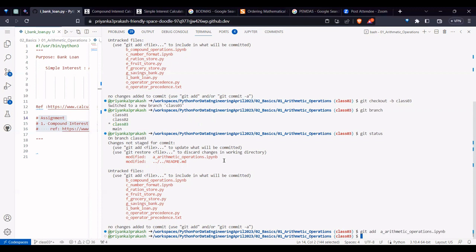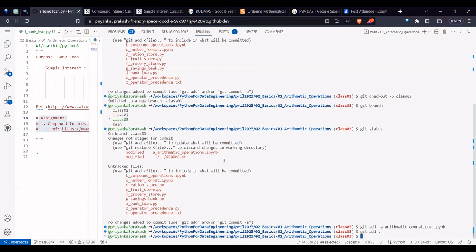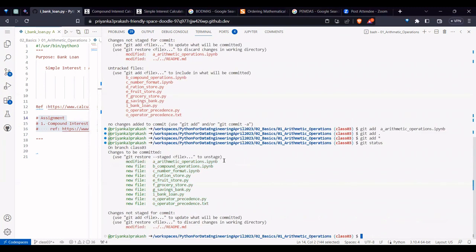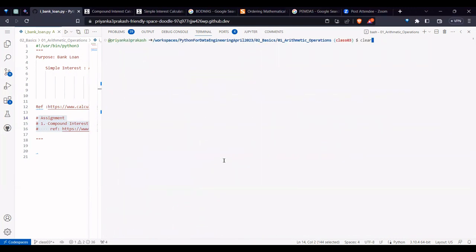So, if you want to add all the files in this directory, if you want to do only the current directory, you do a dot. If you want to do all the entire directories everywhere, you do a star. If I do git status again right now, did you notice? Let me give a clear command.